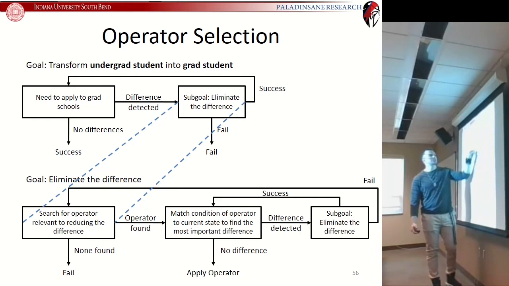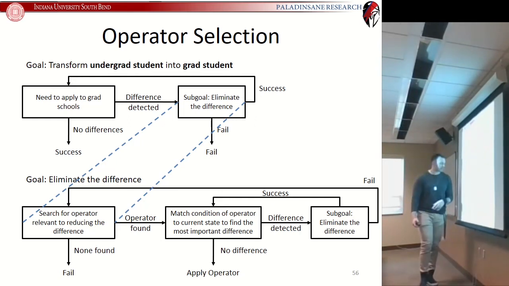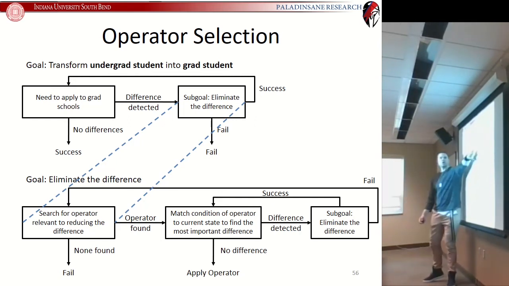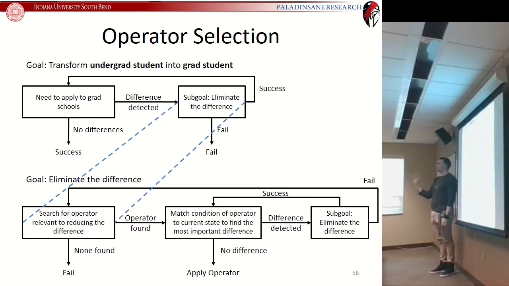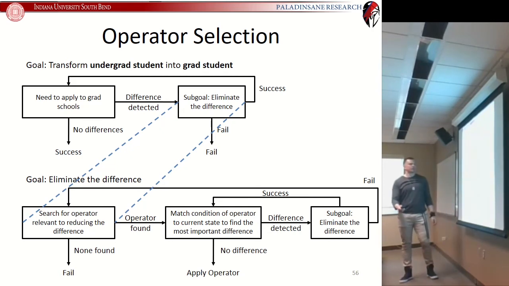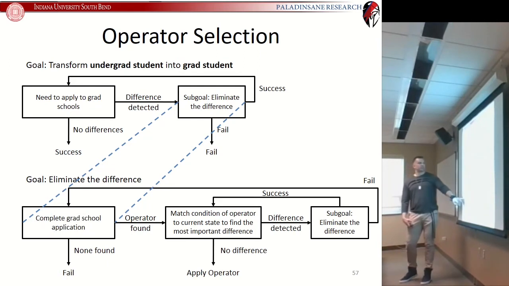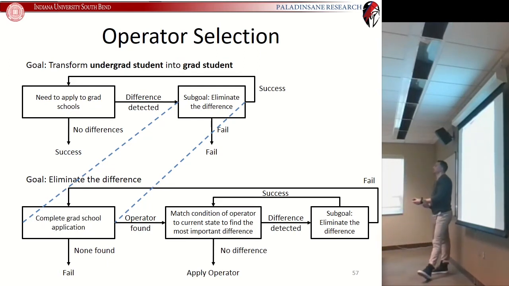So now this is a sub-goal that you have. You want to eliminate that difference. So what you do is you go into that sub-goal and you search for the operator that's relevant to reducing the difference. So what's the move that you can do that is going to be most relevant to reducing that difference? And in this case, it's complete a grad school application. So you say, I need to apply to grad school. I need to complete a grad school application. That's how you're going to apply to grad school.